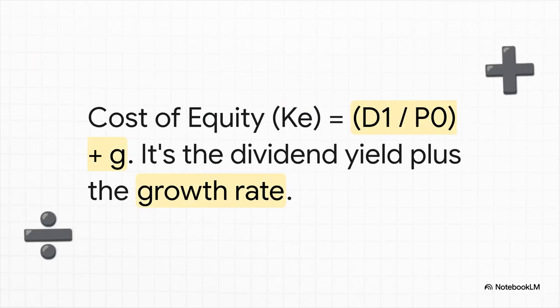So let's put it all together. The cost of equity, or K, equals D1 divided by P0 plus G. So what does that actually mean in plain English? Well, it's just the dividend yield. The dividend you get as a percentage of the price, plus the rate at which those dividends are growing. That's it. So simple, but so powerful.